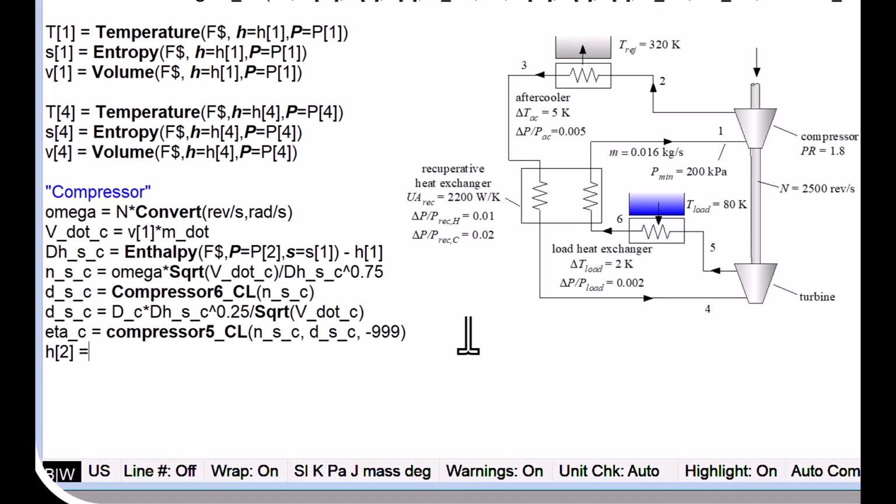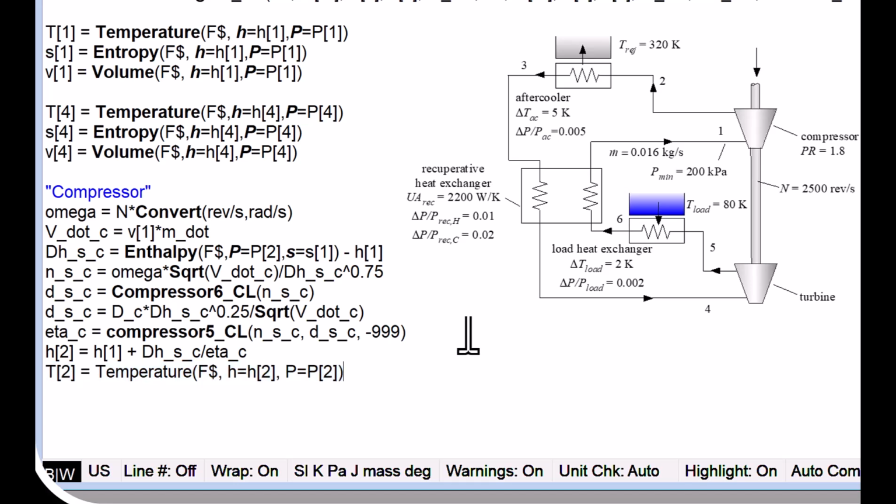And then finally, I can use the efficiency of the compressor to get state 2. Right? So H2 is equal to H1 plus DHSC, and I have to divide that by eta C. So I know H2 and P2, I can get everything else about state 2. T2 is equal to the temperature of neon at H equals H2 and P equals P2.